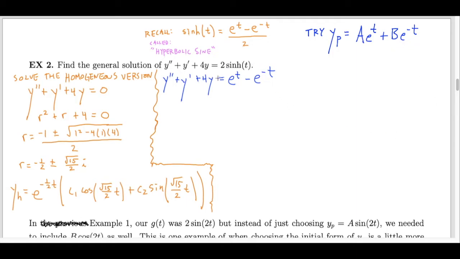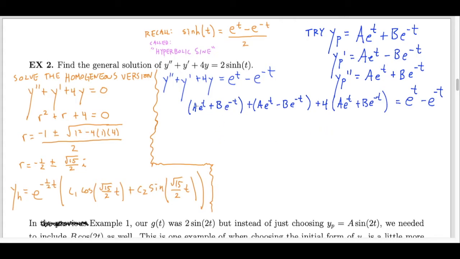If your g of t is exponential functions, then you'll want to pick a general exponential term with the same coefficient in the exponent. So for example, if this was an e to the 7t, then I would have an e to the 7t term. Let's find the necessary derivatives and plug them in to the original differential equation. I have pretty friendly derivatives. Let's go ahead and plug those in.